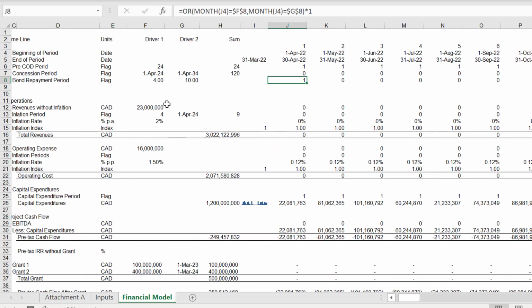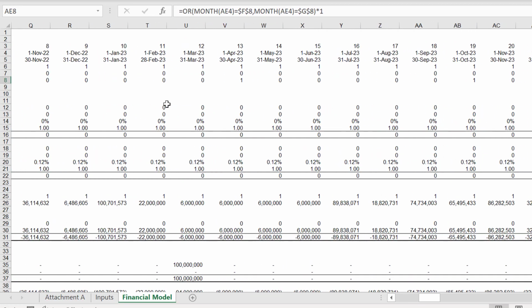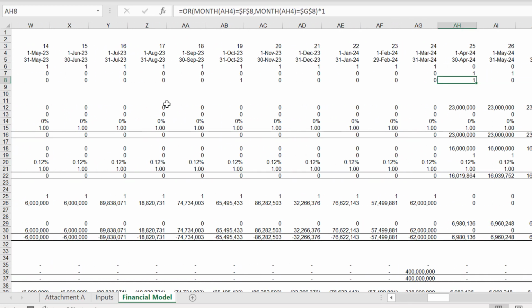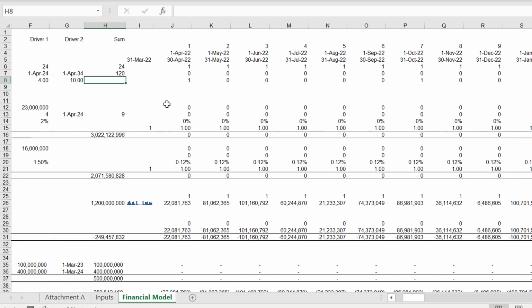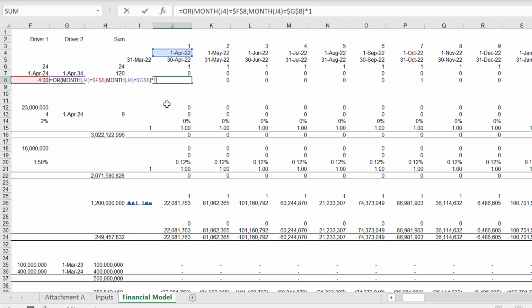So if we multiply this one by, let's go to our COD period. Where does that change? It changes over here. We don't want this one. And so if we multiply by this one, it doesn't work. But if we multiply by the prior one, it is a little trick. So this is always a pain. And so instead of multiplying it by 1, I'm going to multiply it by the previous period.